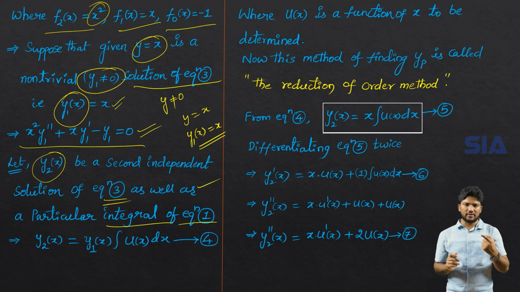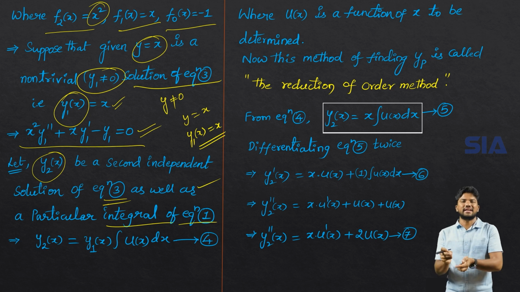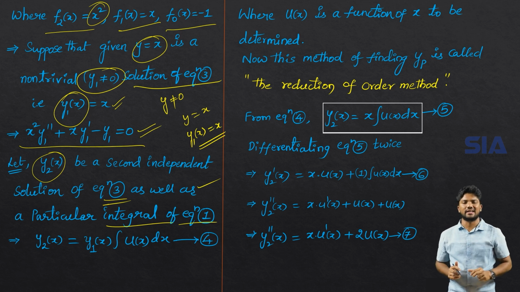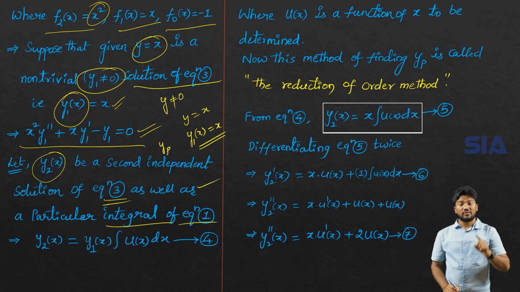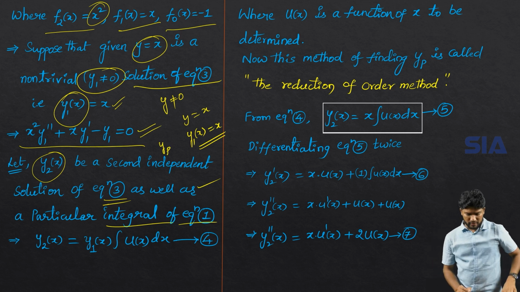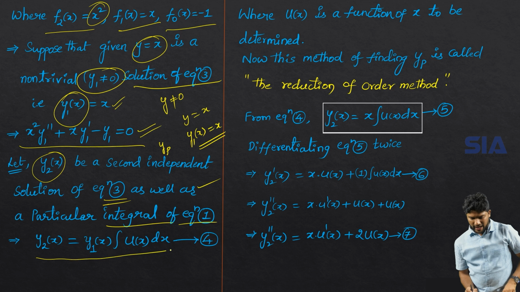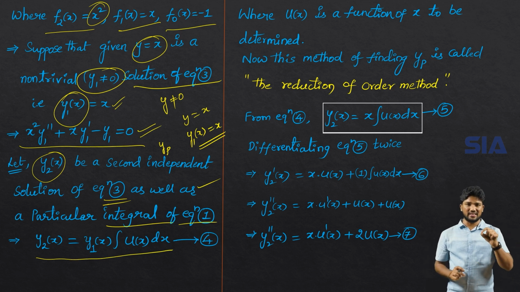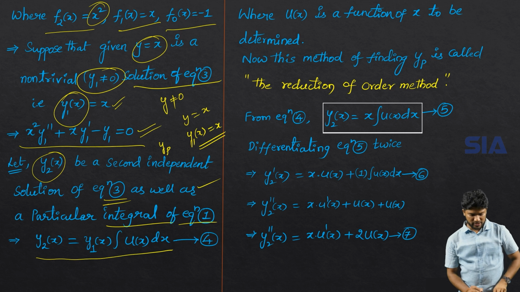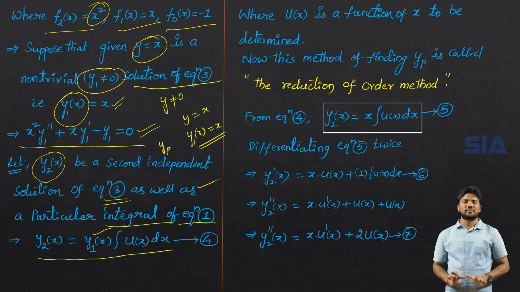Just remember carefully, y2 that we are taking is one of the solutions, which has to be determined. That second solution whatever we are assuming is also called the particular integral, that is, y suffix p, for equation number 1. How will you get that value y2? This is the formula. You have to remember this formula in the order reduction method. Therefore, y2 of x is equal to y1 into the integration of u of x dx.